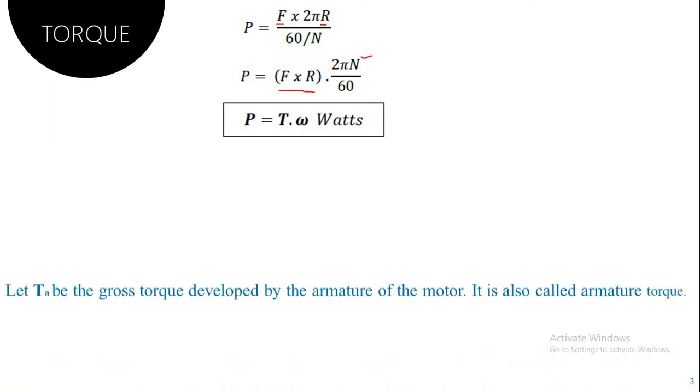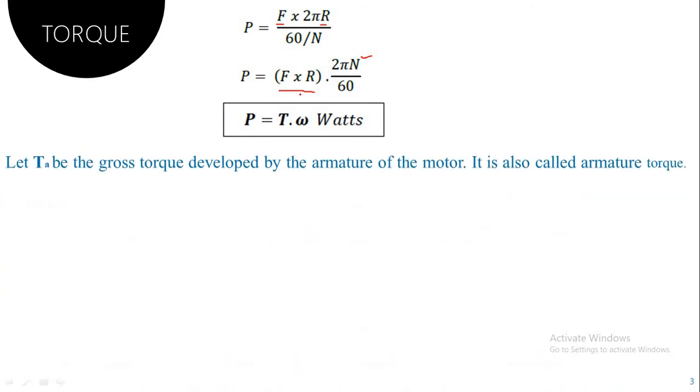Going to make some changes. Let us define T as torque, and Ta as armature torque, or you can say the gross torque developed by the armature of the DC motor. So it's also called armature torque.